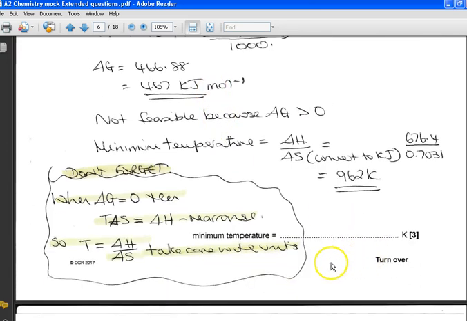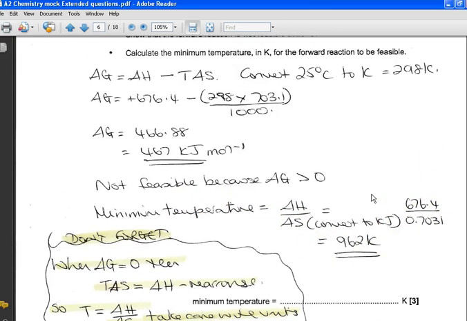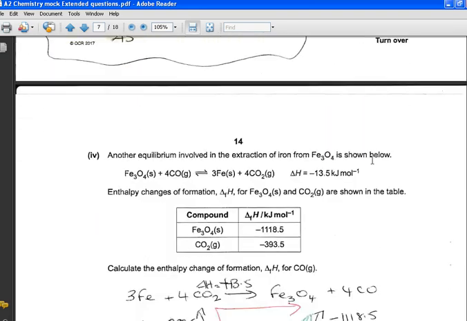So then to work out the minimum temperature that it would be feasible, we use this equation, delta H over delta S, and this comes from a rearrangement, basically, that when delta G is 0, then T delta S is equal to delta H. And once you rearrange that, you can get the minimum temperature, which is very straightforward. So these calculations are not difficult calculations, but your problem arises if you're not sure how you're going to use that equation, delta G equals delta H minus T delta S.